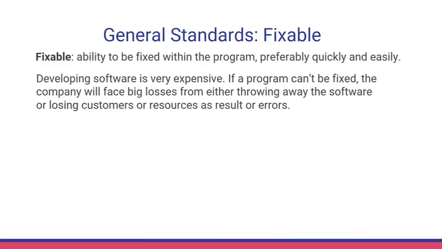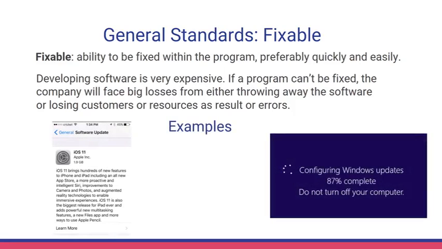Your program should also be fixable. Fixable is the ability to be fixed within a program, preferably quickly and easily. Developing software is very expensive. If a program can't be fixed, the company will face big losses from either throwing away the software or losing customers or resources as a result of errors. An example would be the iOS updates or Windows. These programs, these software can be updated and fixed. If we had to replace the whole system, we probably wouldn't have computers today.